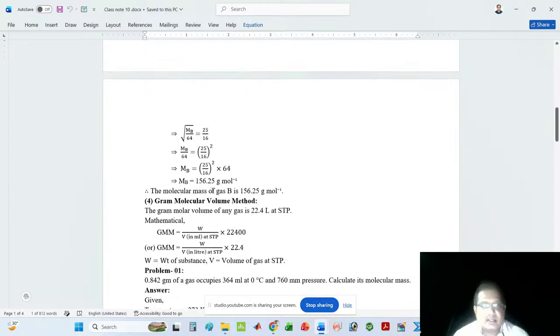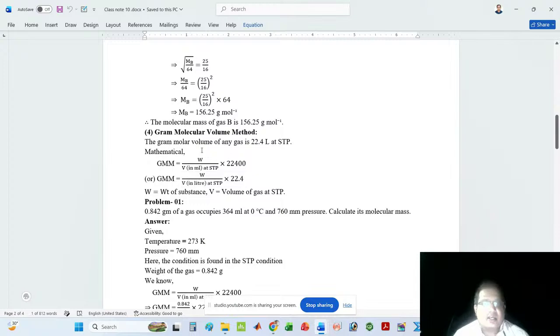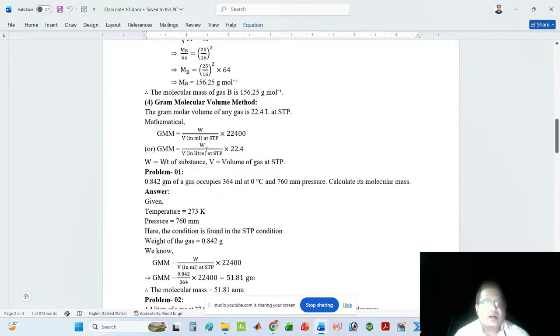Next, I discussed the gram molecular volume method. As per the gram molecular volume method, the gram molecular volume of any gas occupies 22.4 liter at STP. Here is the mathematical formula: gram molecular mass is equal to W by V in ml at STP into 22,400. Next, you can also convert the ml into liter.